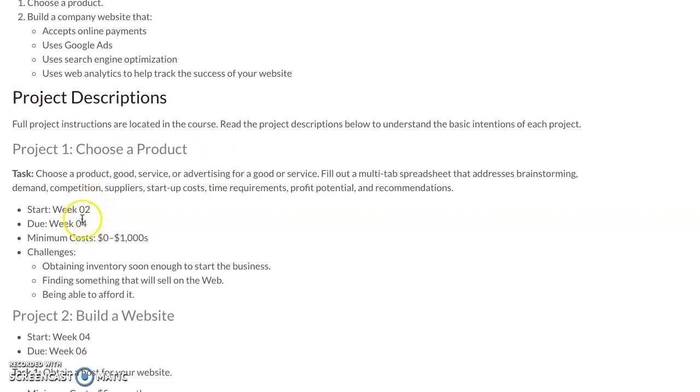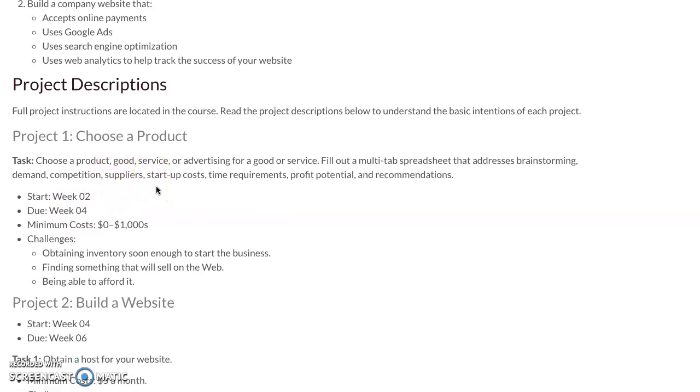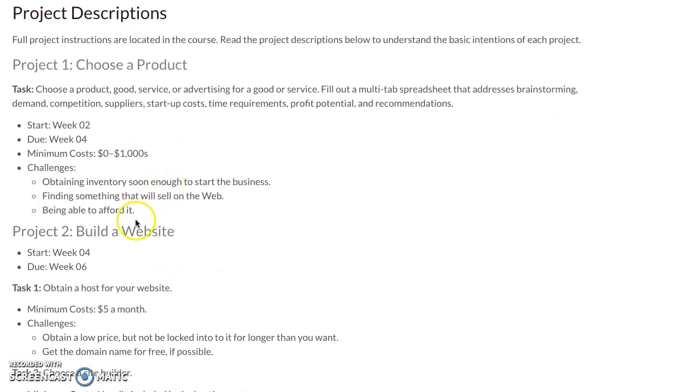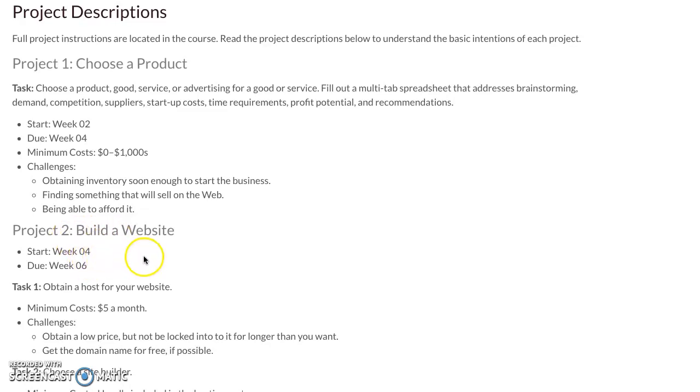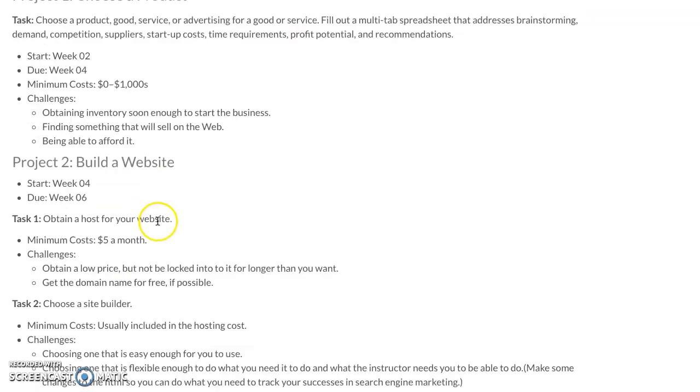So you'll have 3 weeks to work on this. Please take your time and start early on Project 1. It is time intensive. And then Project 2 is pretty much the same because you're actually building your website. So you want to start on those early. I encourage you to start on any project early, but in particular those two.